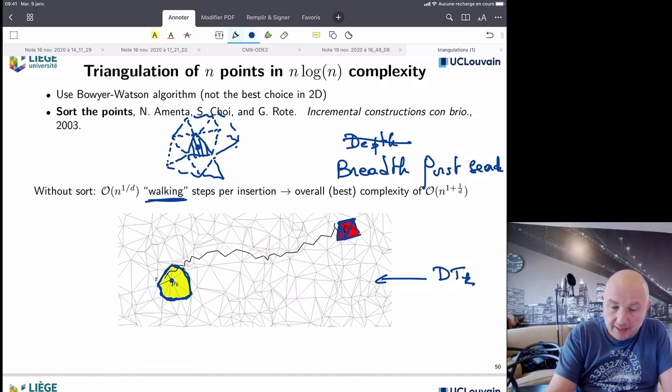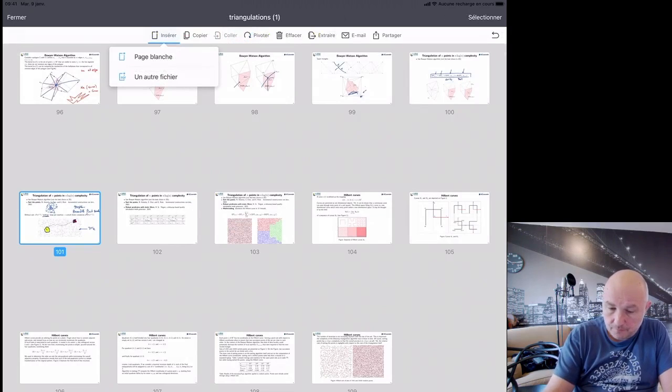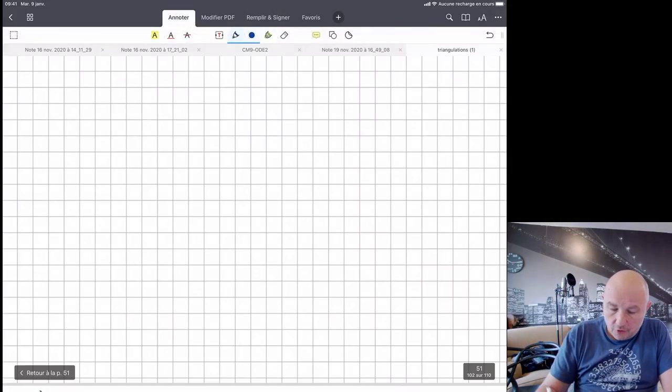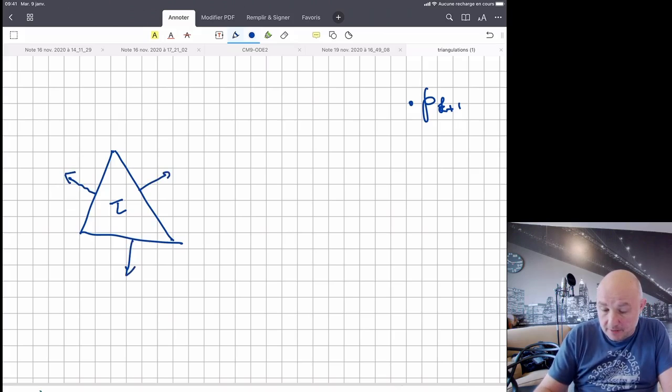I'm going to put a new slide to show you. You have a triangle here. That is your initial triangle. And you have p k plus 1 here. What do you do? You look here in the three directions. Here, in my case, of course, you take the centroid of that triangle and you look at the vector toward the point.